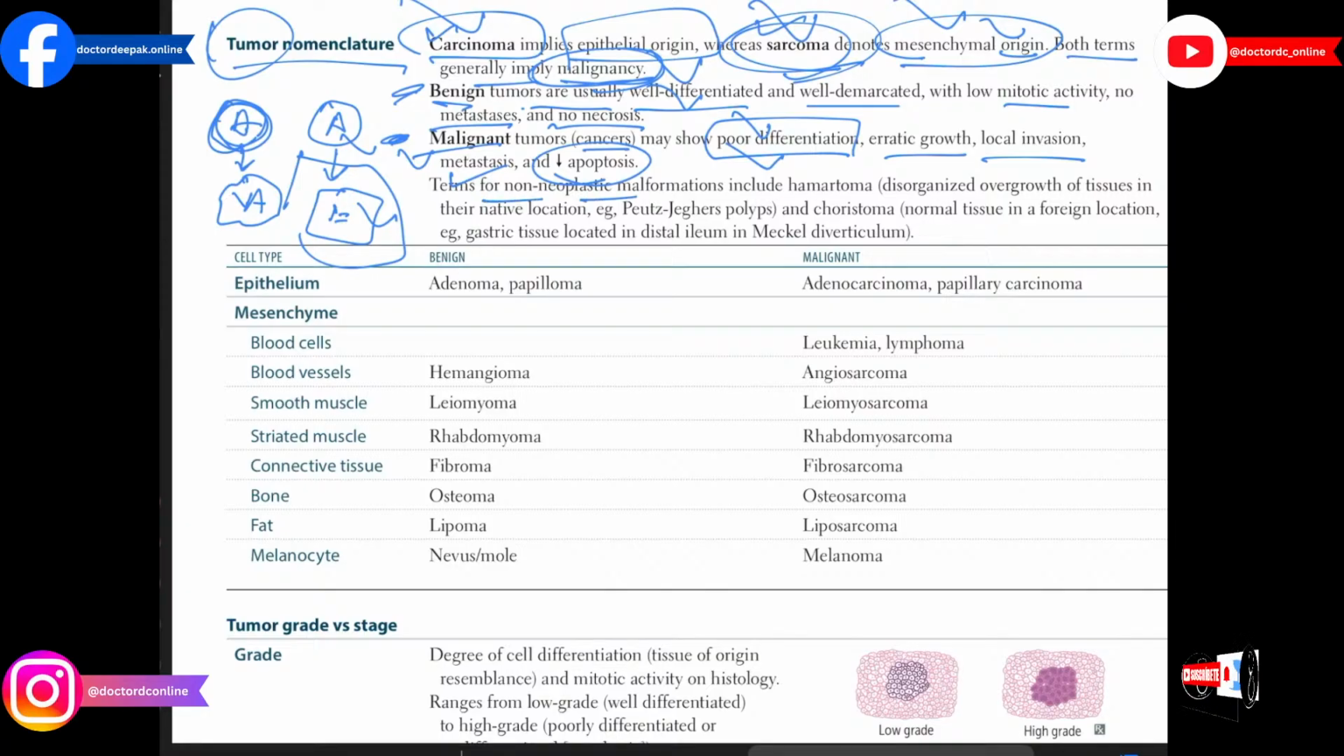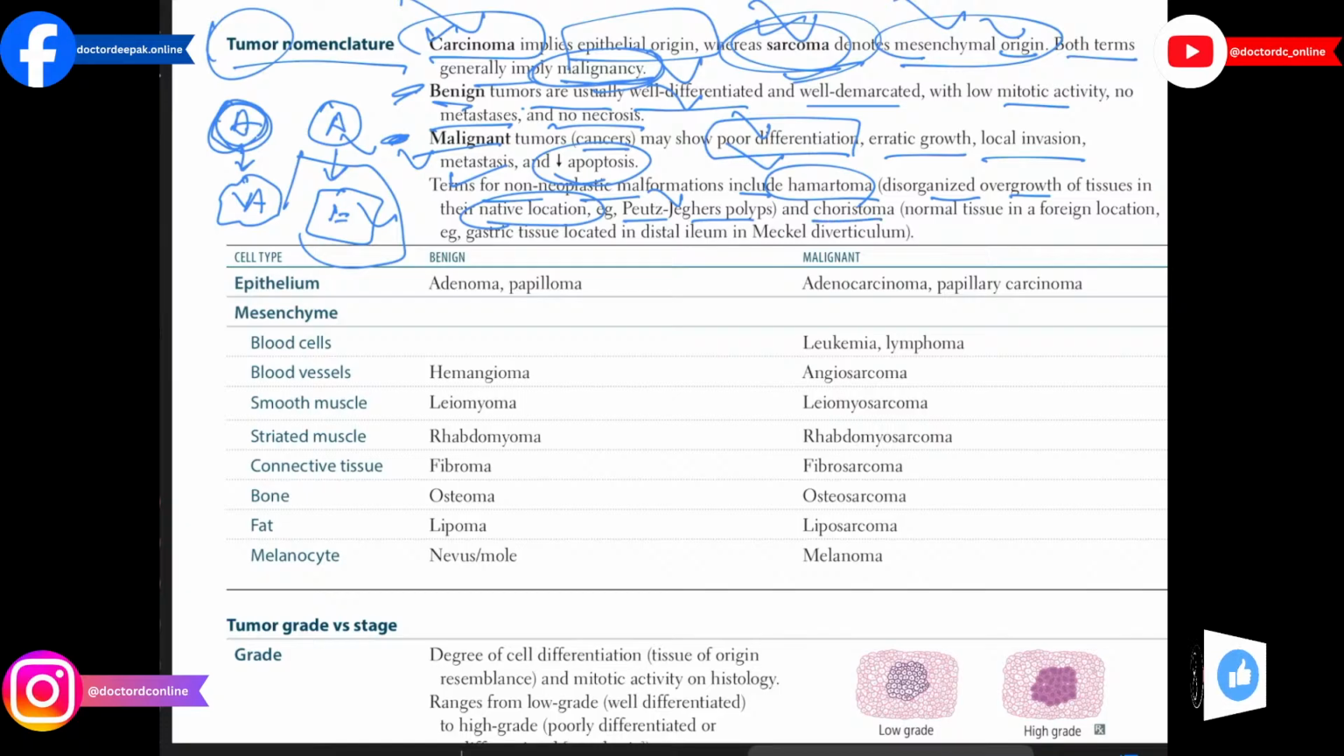The term for a non-neoplastic malformation is hamartoma. Hamartoma means disorganized overgrowth of tissues in their native location, and there are hamartomatous polyps. This includes a syndrome with polyps and pigmented lesions on the lips and the mucous layer, and it most commonly happens in the stomach and intestine.